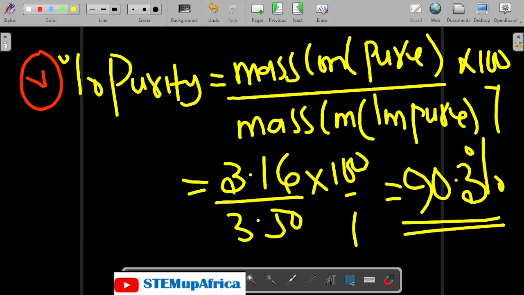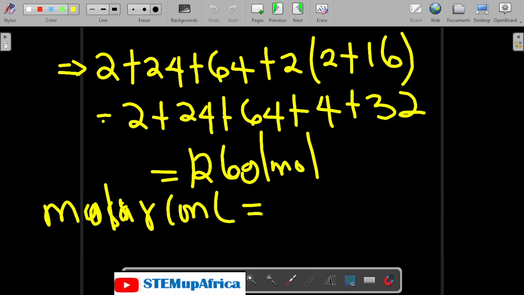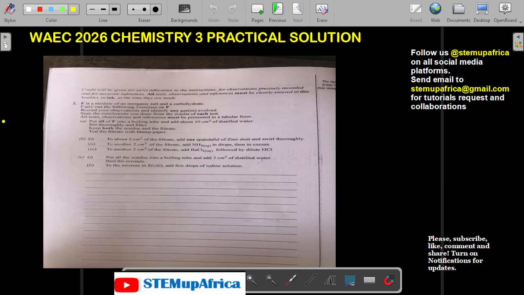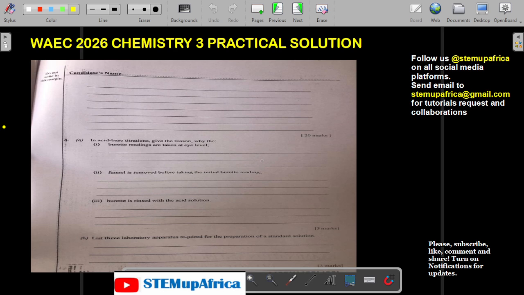So let's move to question 2 or 3. Let me check. What we have here is question 3. It says, in acid-base titration, give reasons why the burette readings are taken at the high level. The high level is the meniscus point. It always forms in this shape, so you read it from the high level. Now, why are we doing so? One, for accuracy and consistency.